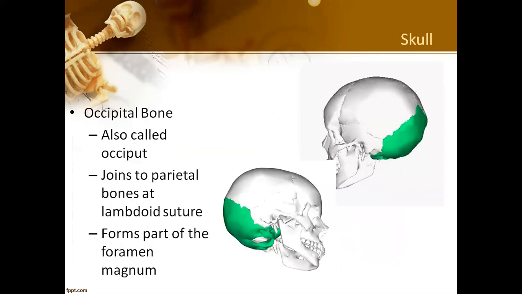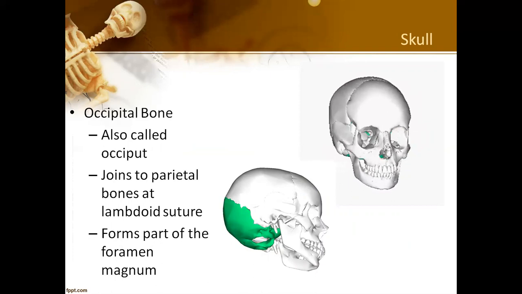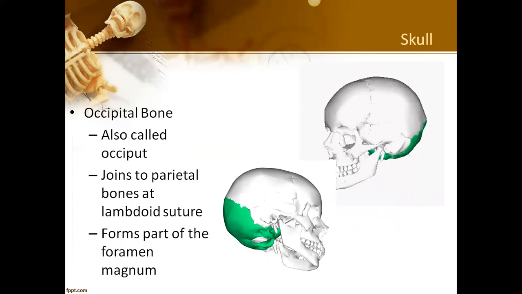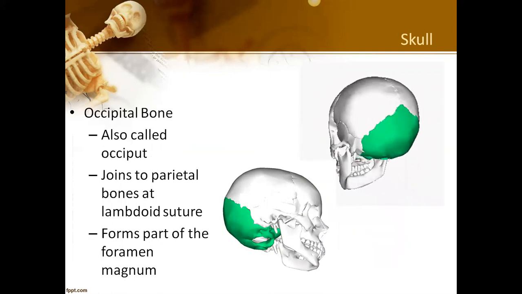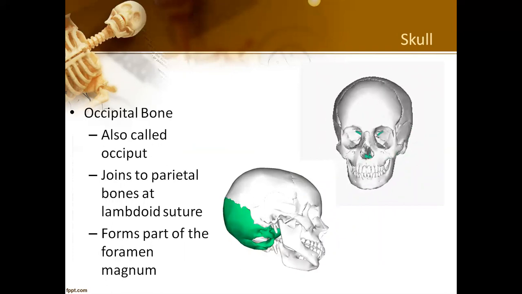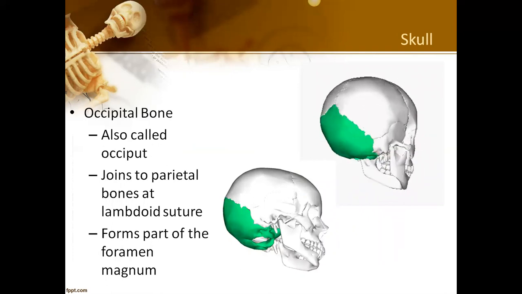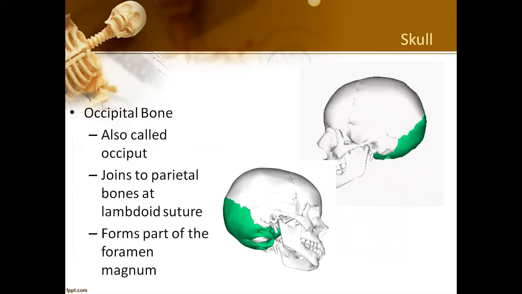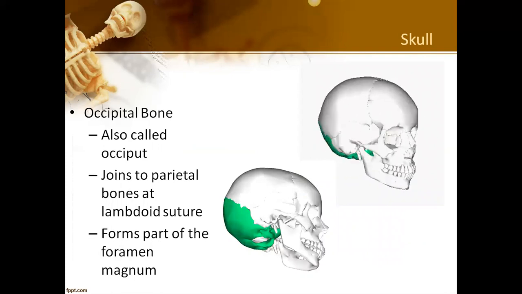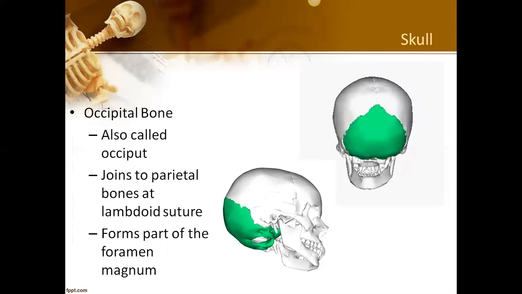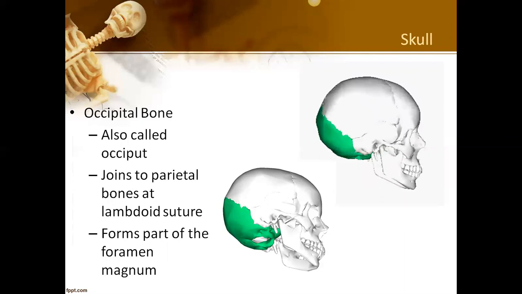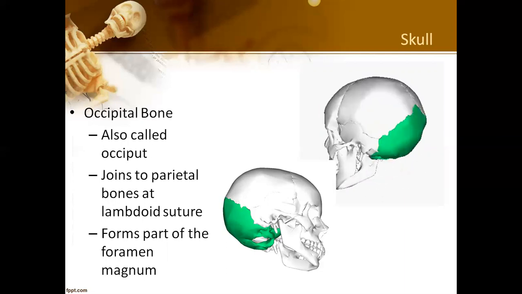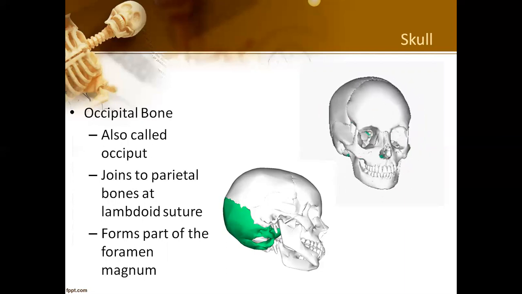Here's the occipital bone, the one that joins up with the parietal bones. You can see it at the back of the skull here, circling in front of you. Sometimes we call that the occiput. And again, like I said, it joins at the lambdoid suture to the parietal bones, and it forms a part of the foramen magnum. Now, we haven't talked about that yet, but it's really important in human history.